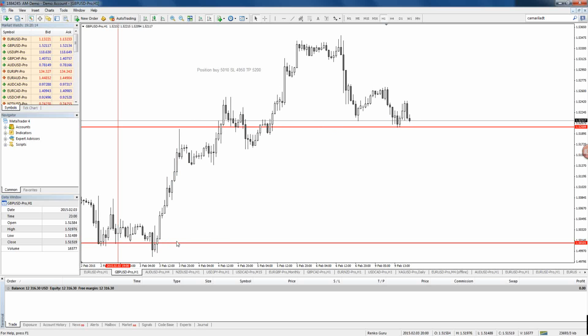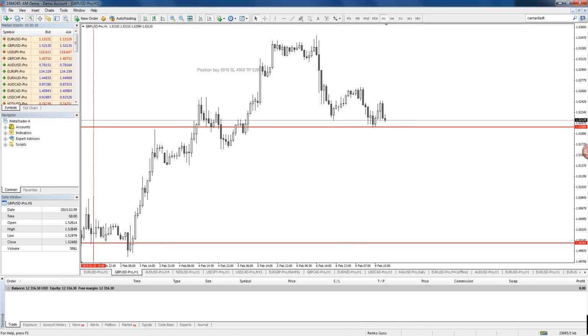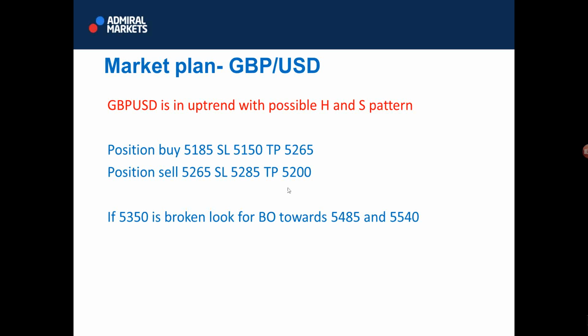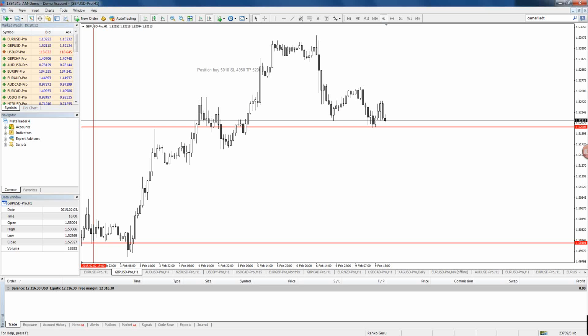Look how this pair is behaving. Up retracement, up retracement. It looks bullish, but definitely we can try to sell it on 59.65. We can again make two-way trading. Positional buy 51.85 and 52.65. 51.85 is the level for buy on cable.